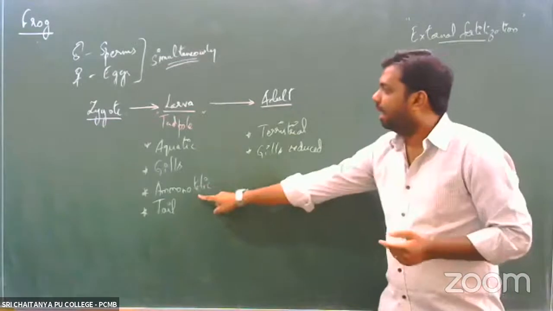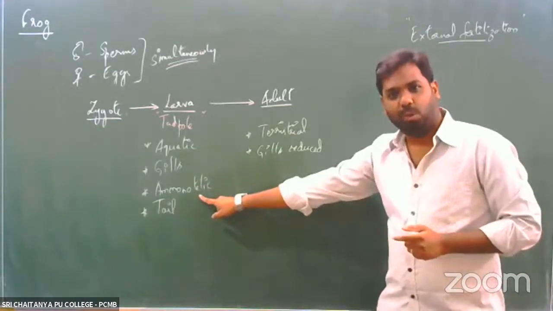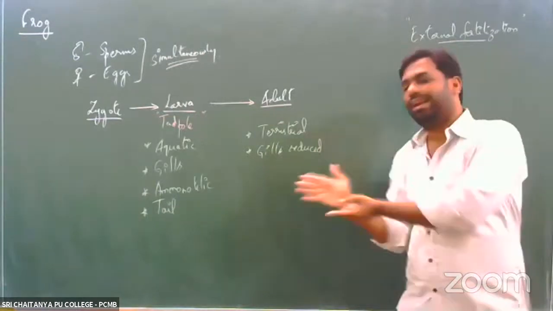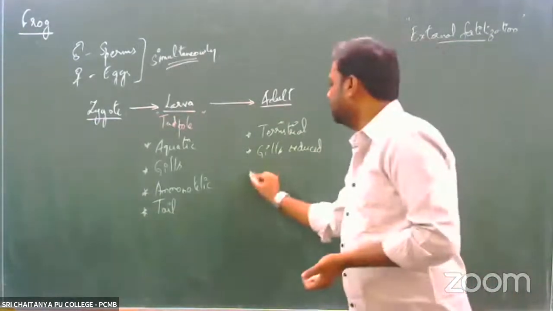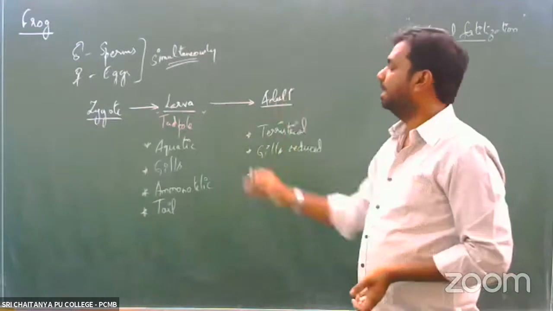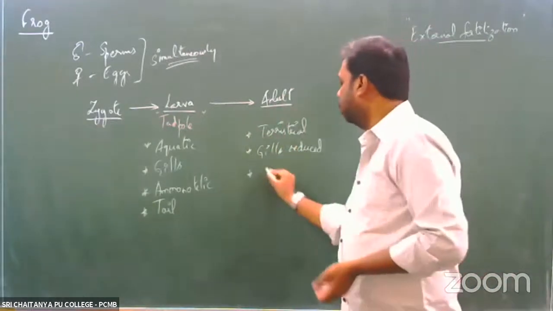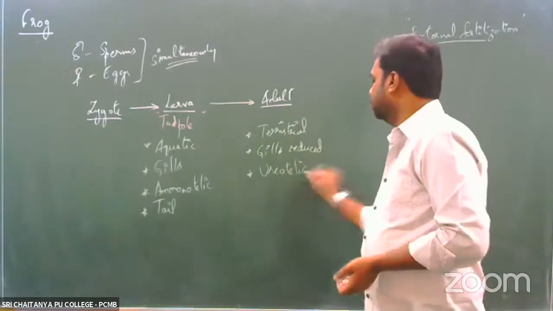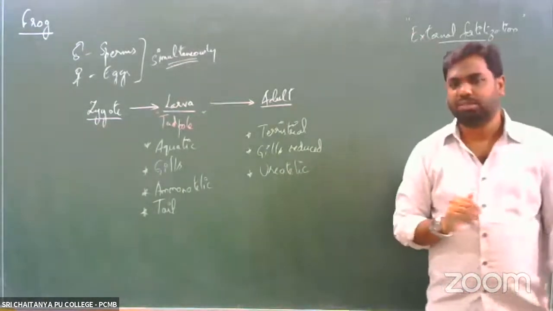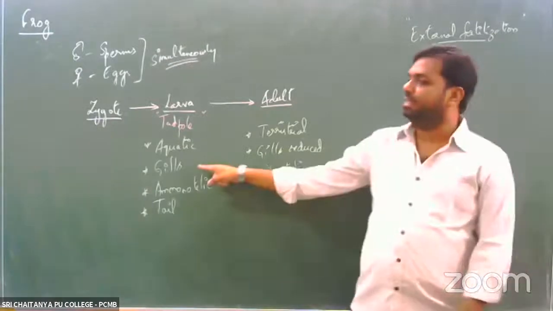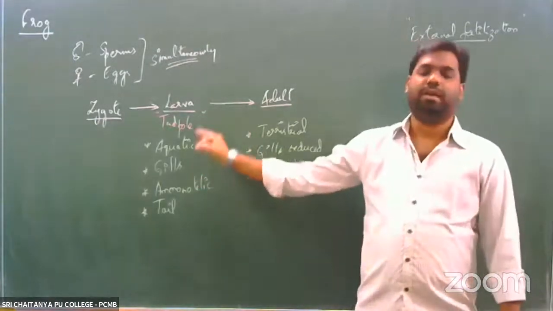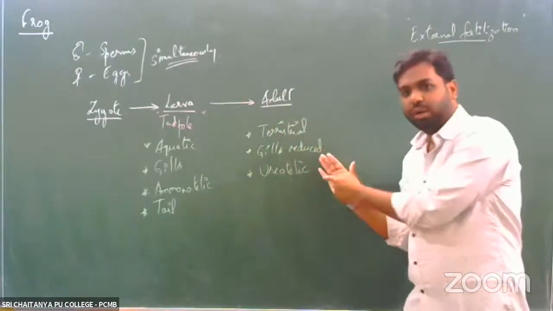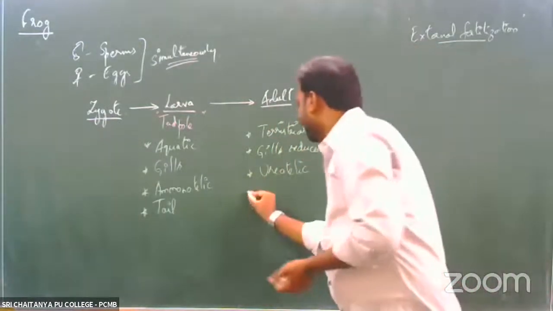Third, we said that the larva is ammonotelic. But as these organisms move from the water onto the land, the nitrogenous waste excreted would be transformed from ammonia to urea. So they would become ureotelic organisms. Next one, the tail. We said that it is highly developed in the larva. But during the transformation of the larva into an adult organism, the tail would be highly reduced.